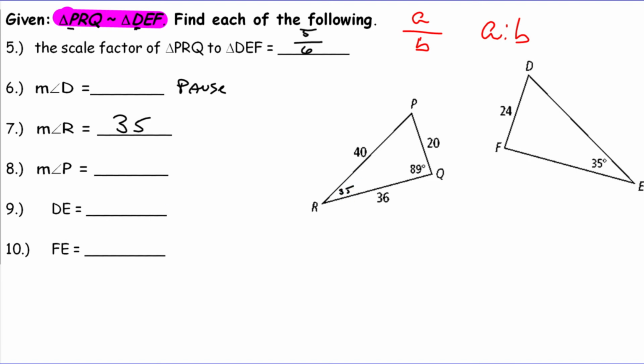Now if you take a look at it, I have the ability to find P, which we didn't know before. So let's go back and figure that out. We know that in triangles, they all add up to 180 degrees. So I'm going to say 180, and subtract off the two angles that I have, the 35 and the 89, and I find out that this angle has to be 56 degrees. If P is 56 degrees, that means that D is also 56 degrees.